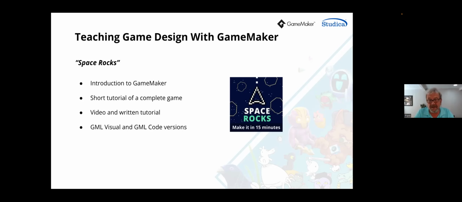But Space Rocks is basically based on the old arcade game of Asteroids. This tutorial could be completed in as little as 15 minutes for someone who's already familiar with creating games. But for the beginner, this can be brought out into maybe 3 or 4 days, 1 hour days, of course, about a week long. There's a short tutorial of the complete game. It gives you a good introduction into GameMaker. And again, we have video and written tutorials, which we've been remaking. And it can be done in both the visual and the code versions of GML.